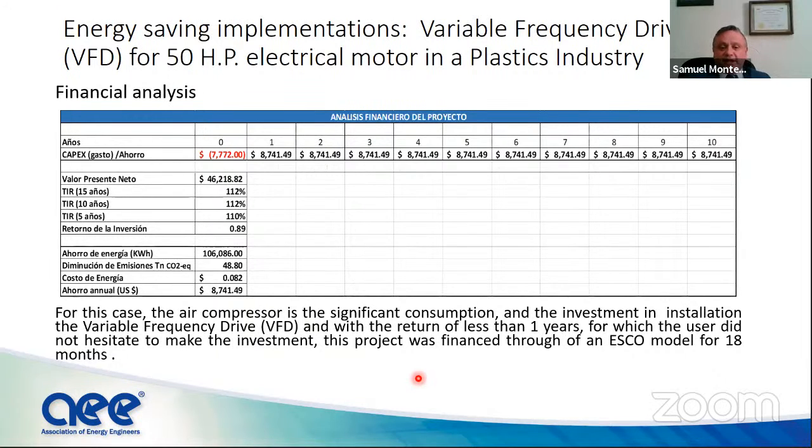For this case, the air compressor, the consumption is significant, and the investment in the installation is the variable frequency drive, with a return of less than 1 year, so the user did not hesitate over the investment. This project was financed through an ESCO model for 28 months.